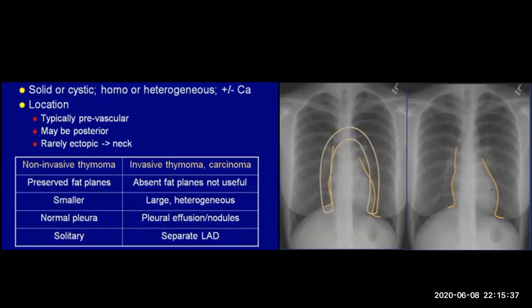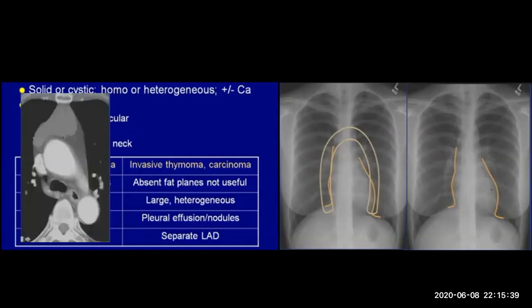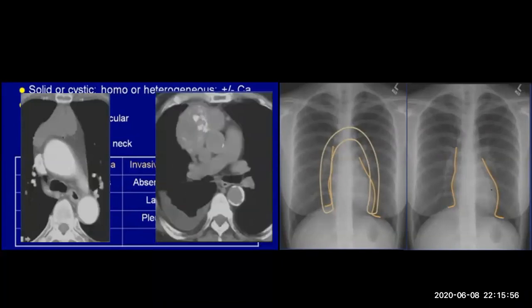Here this patient has a small mass lesion in the anterior superior mediastinum, with preserved fatty planes and no pleural thickening, effusion, or nodules. Here, another patient with invasive carcinoma with calcification, as we see, with effusion, pleural nodularity, and some lymph nodes.